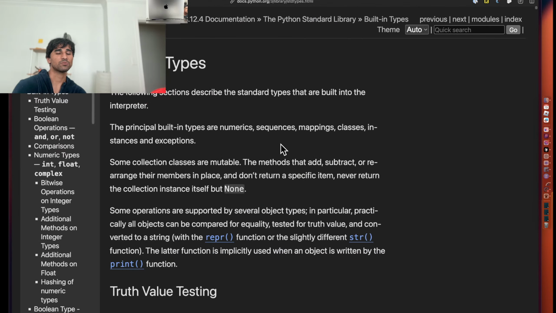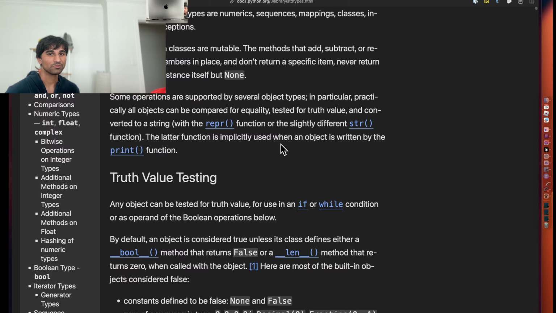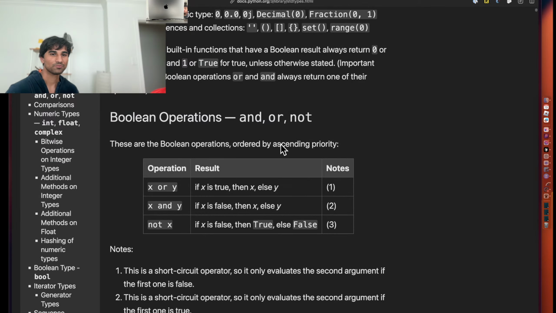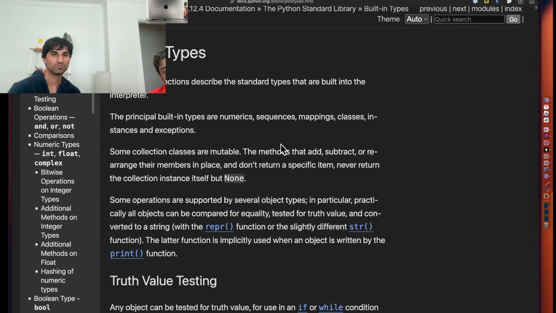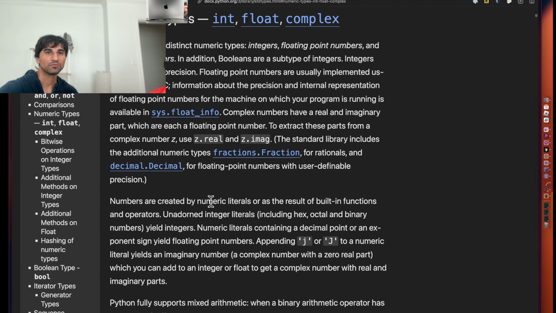Built-in types. Okay, this is more important. Types are pretty important. The built-in types are numeric, sequences, mapping, classes, instances, exceptions. Okay, well, numerics we went over already. Numbers. Real, complex, integer. Actually, I should say them right here. There are three types: int, float, and complex. Booleans are a subtype of integers, identified as a field of two elements.